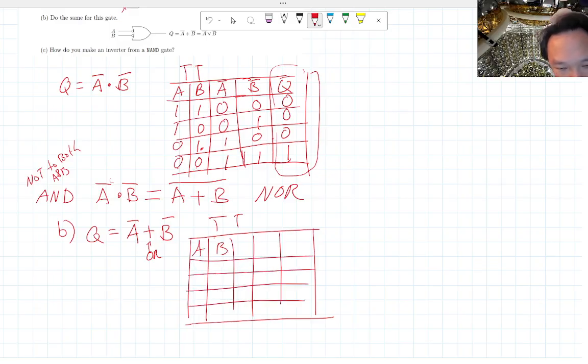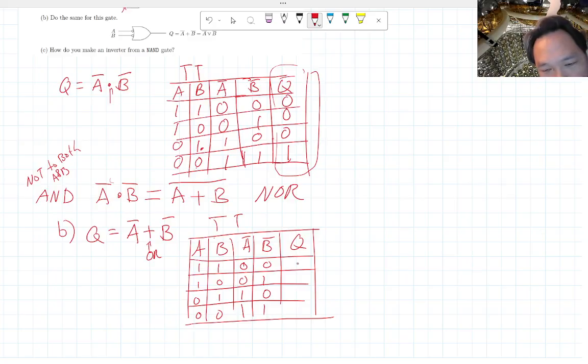Okay, A, B, A bar, B bar still, and Q. That's going to be very similar, so I'll do this a little quicker. I'm just copying what's on top there, literally the first 4 columns. The only difference is that instead of doing an AND up here, I'm going to do an OR. 0 or 0 is 0. 1 or 0 is 1. 1 or 1 is 1. 1 or 0 is 1. Since it's not an exclusive OR, this is also 1.